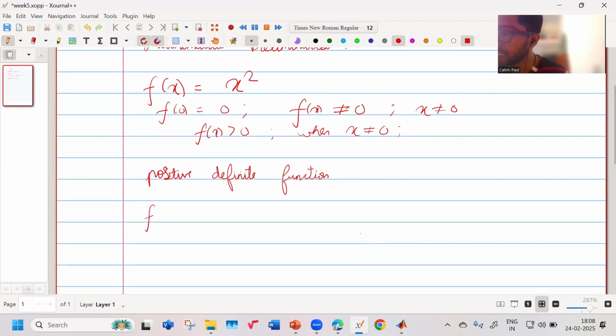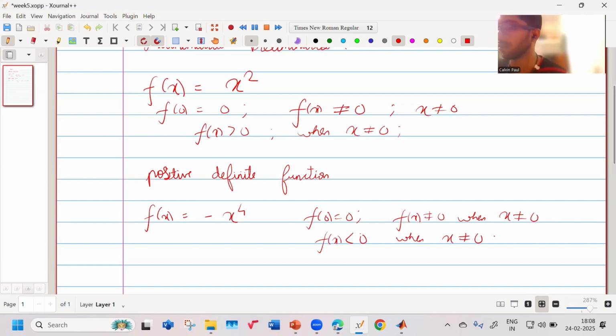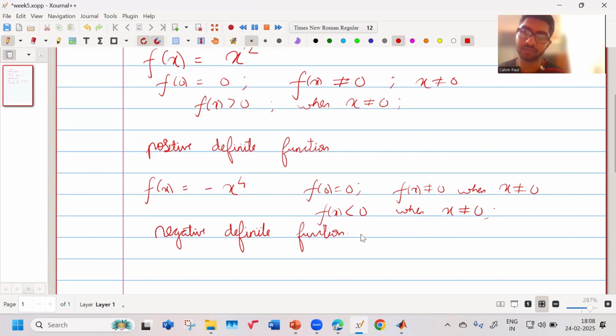Suppose we made it f of x equal to minus x raised to 4. For this, what do we know? Again, f of 0 is equal to 0, and f of x is not equal to 0 when x is not equal to 0. But f of x is less than 0 when x is not equal to 0. So this function is a negative definite function. We can be sure that it will always be negative.